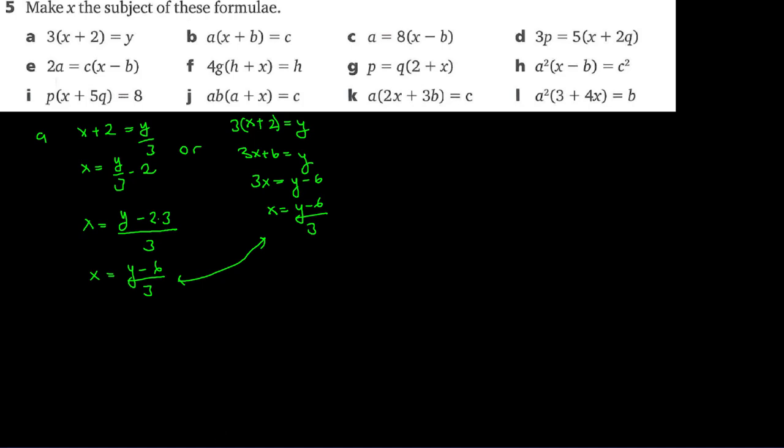Let me solve another question and finish this video. Here for G, h plus x is equal to h over 4g. So x is equal to h over 4g. This is h, this is h minus h. It's going to be here.